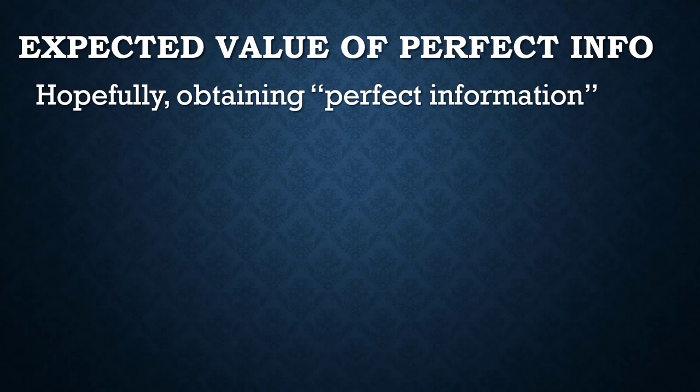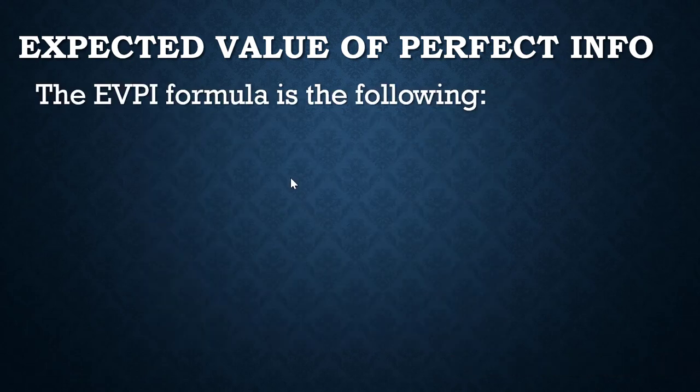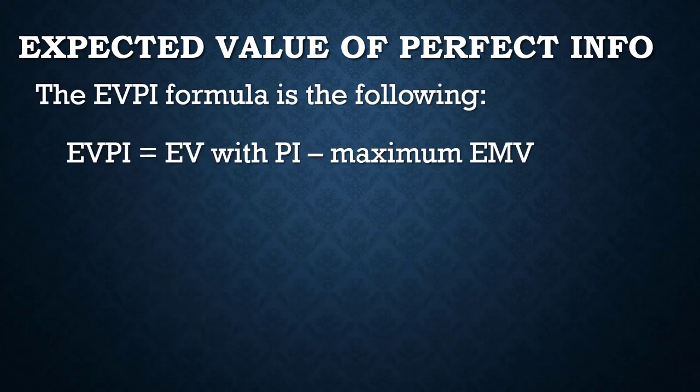Okay, so hopefully obtaining perfect information doesn't look like this. If we know exactly what's going to happen before it happens, and we're making certain decisions, well, it's very helpful. What is the expected value of that? So the formula is the following. The expected value of perfect information is the expected value with perfect information minus the maximum EMV.